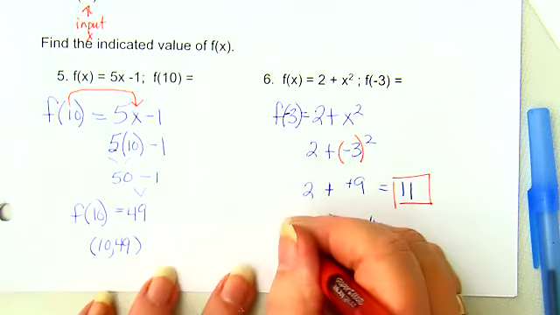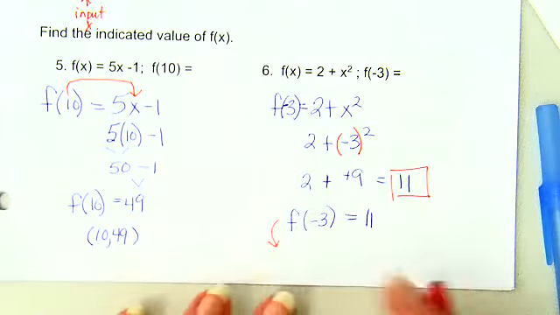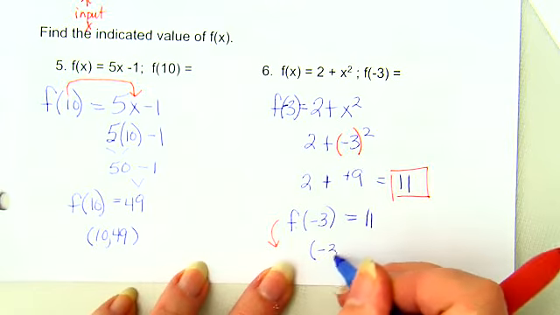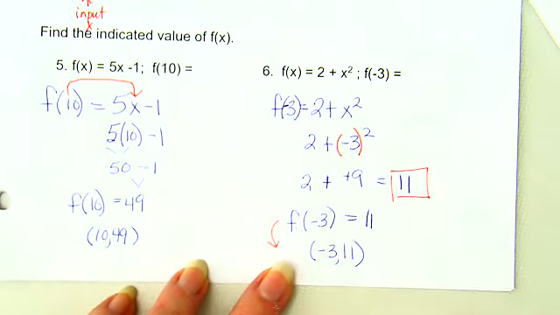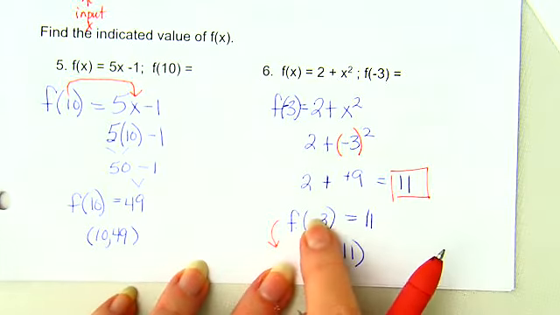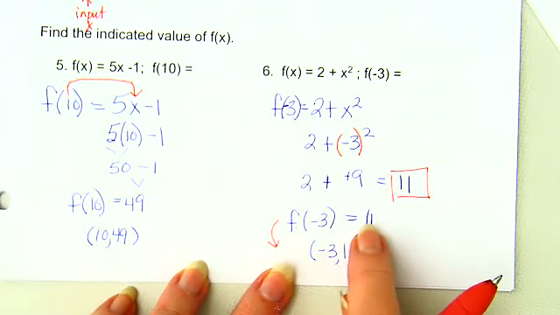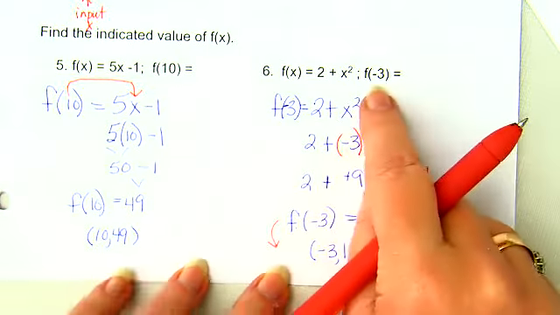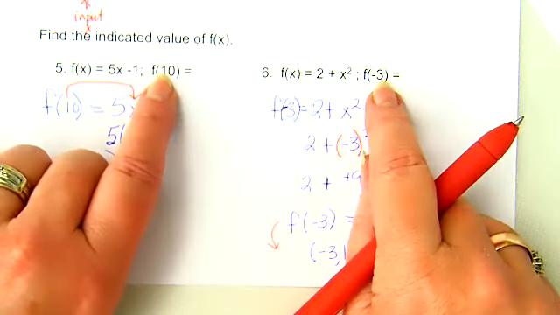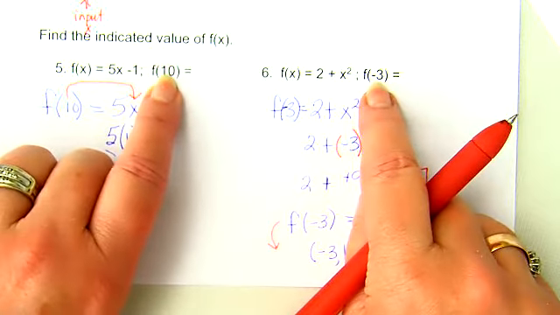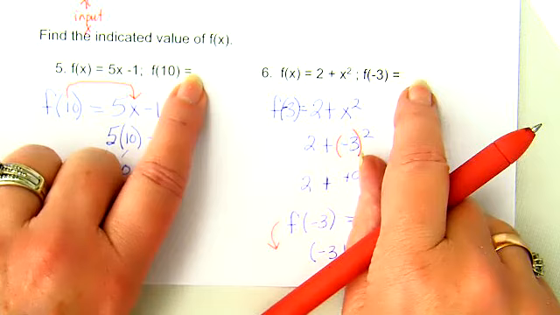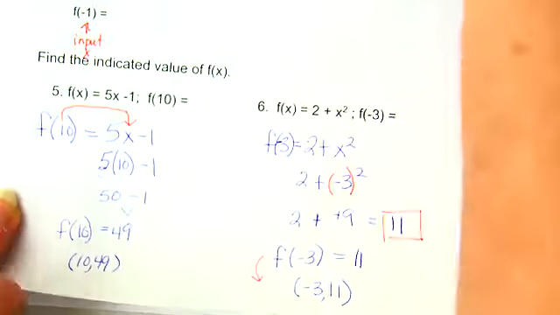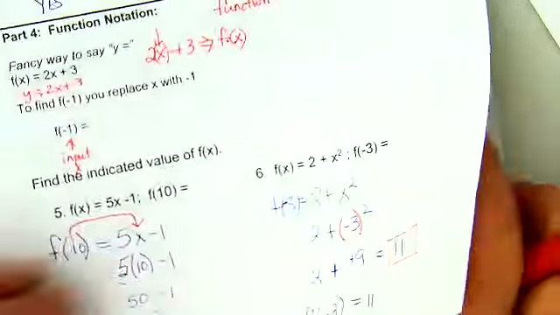Now can you translate that to a coordinate pair or an ordered pair? Yep, I know some of you have it correct in your head, which is negative 3, 11. The number in the parentheses is the x, and what it's equal to is the y. Now notice on these two, when they have the number in the parentheses, they're giving you the x and they're asking for the y. But they can also ask this question in a different way, and let me see if I can find one like that.